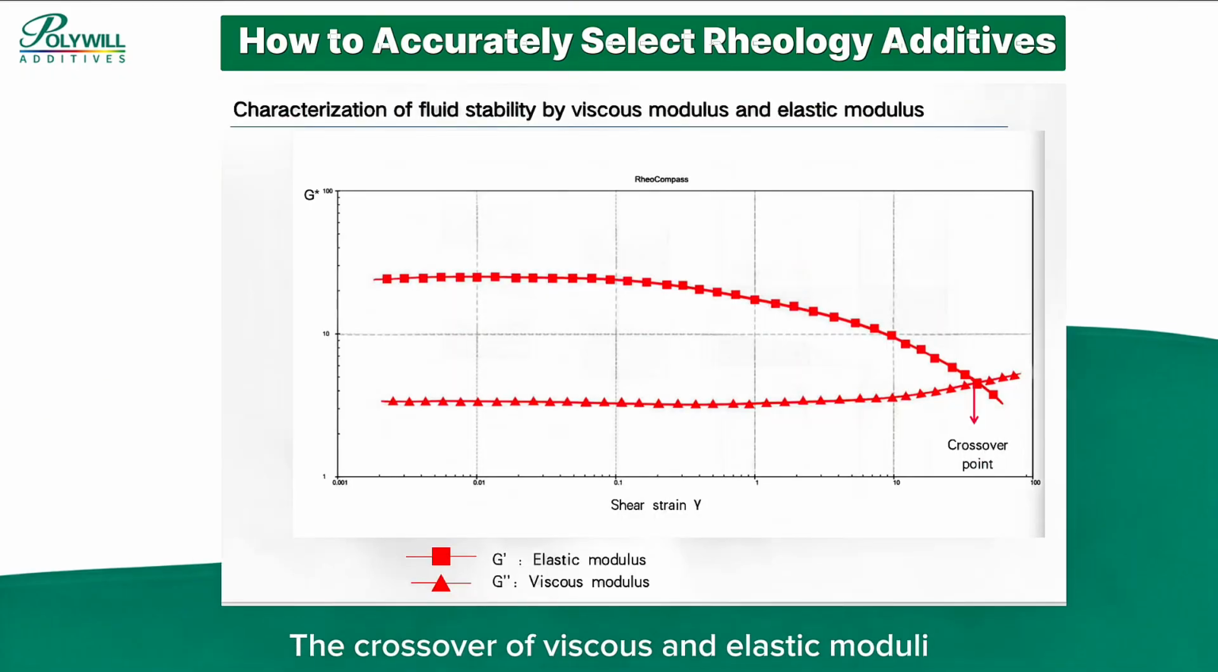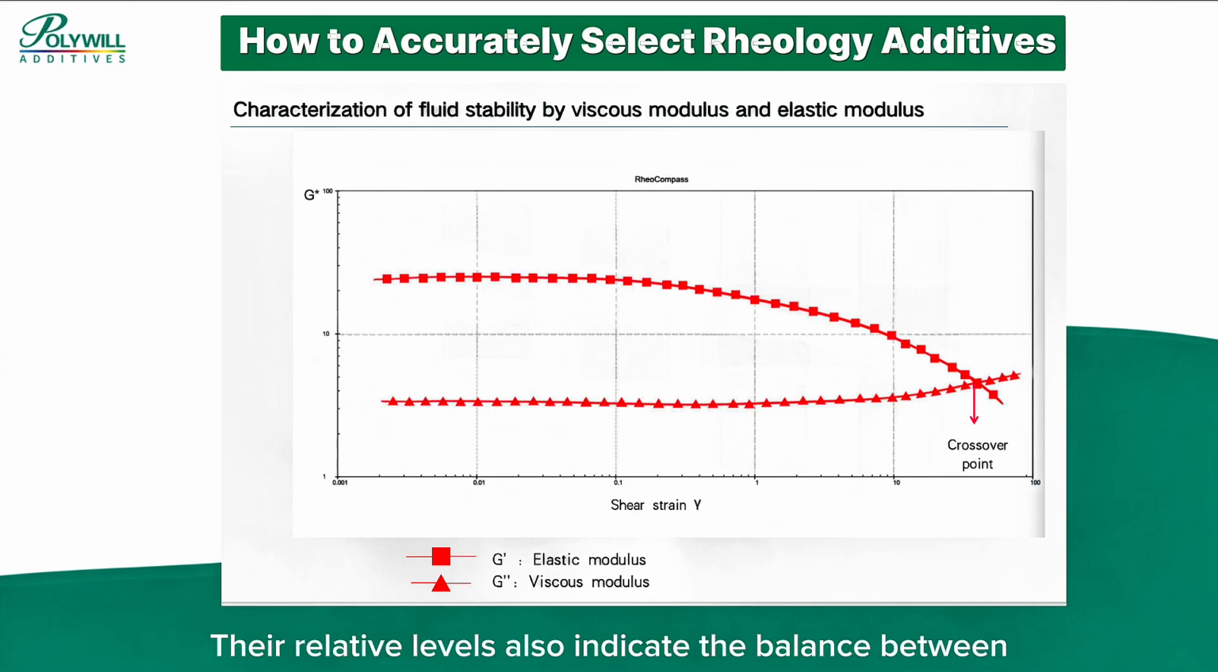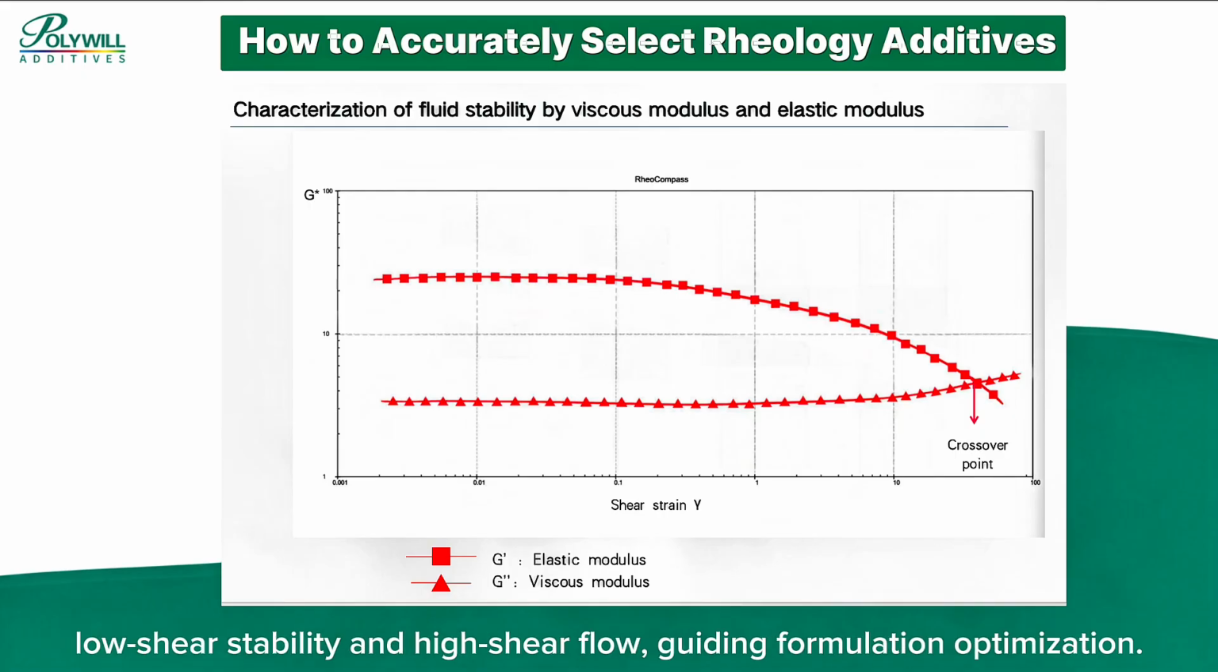The crossover of viscous and elastic moduli assesses coating stability. The further right, the stronger the anti-syneresis. The relative levels also indicate the balance between low shear stability and high shear flow, guiding formulation optimization.